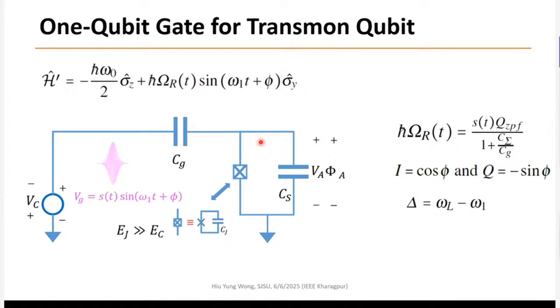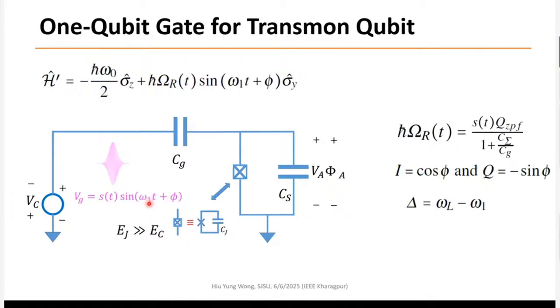Again, this is the transmon qubit. This is the Josephson junction. This is the shunt capacitor. We couple it to a pulse, to a voltage source. Now, this is completely classical, right? You generate a voltage source with an envelope function, S of t, at a certain frequency.